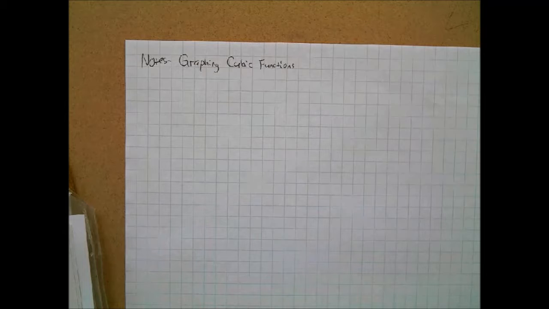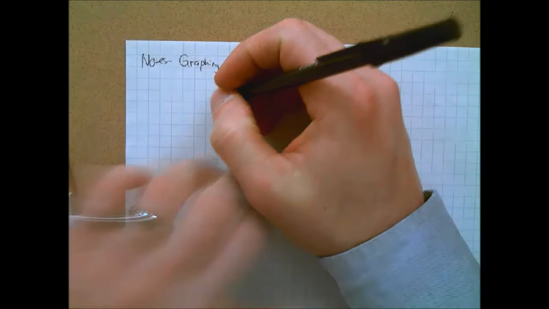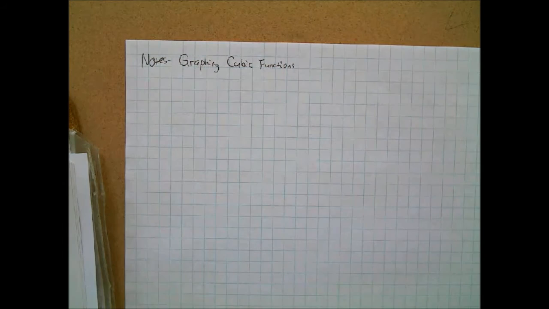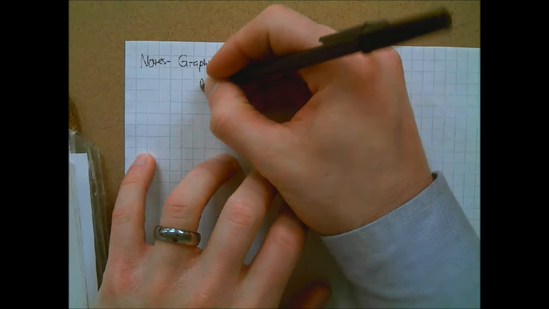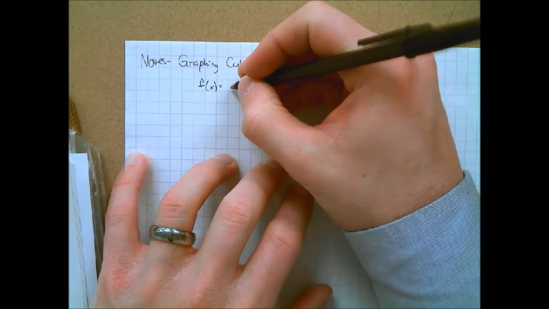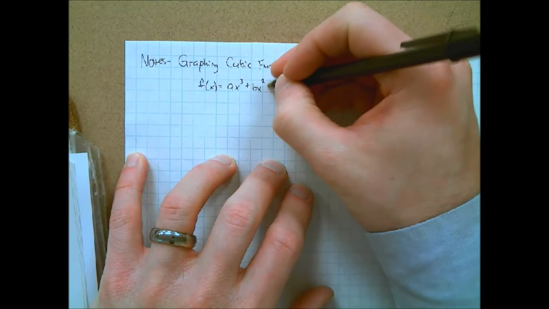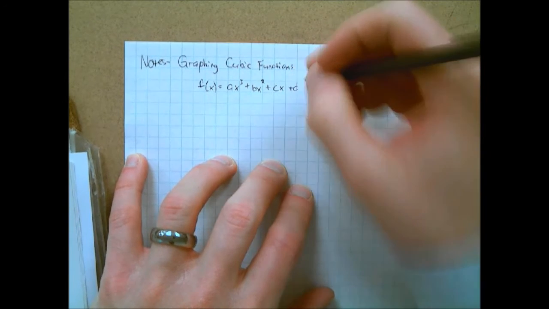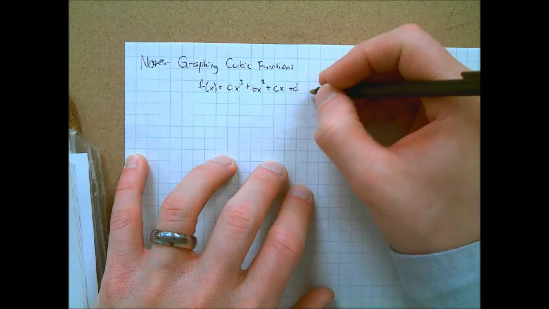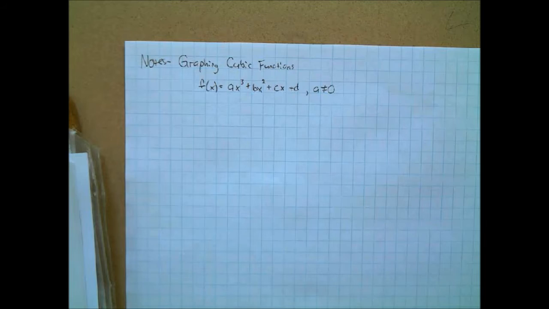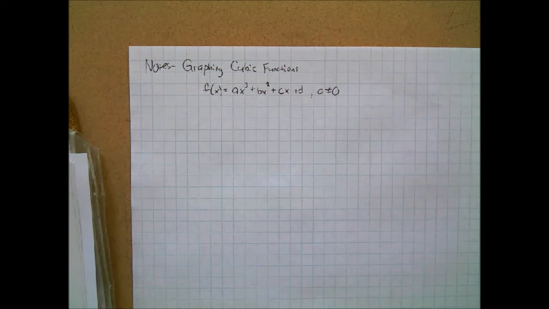So cubic functions, all right, they also have a standard form, just like we did for quadratics. If you remember, quadratic standard form was ax squared plus bx plus c, right? So for a cubic, it's ax cubed plus bx squared plus cx plus d, okay? A not equal to 0 there.